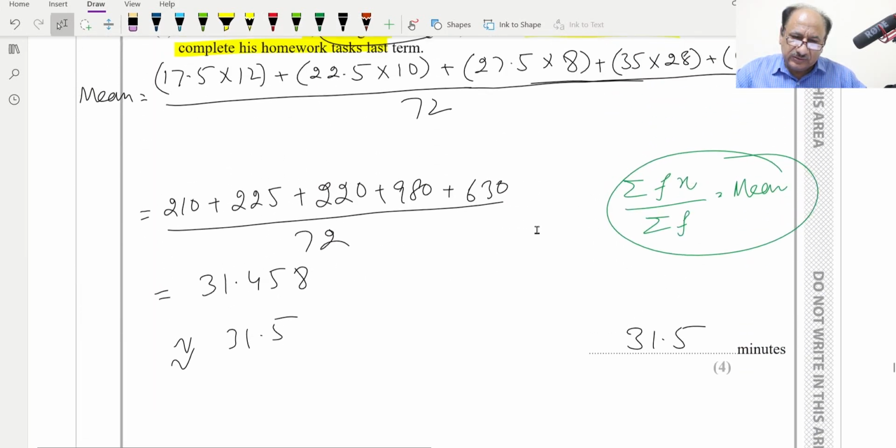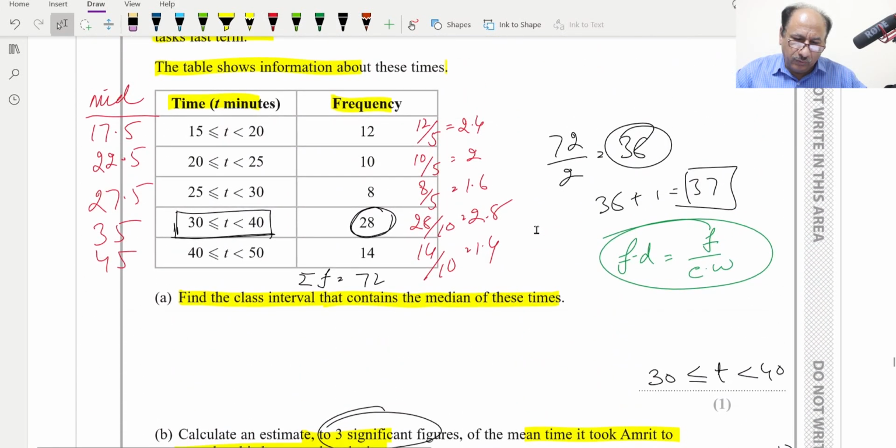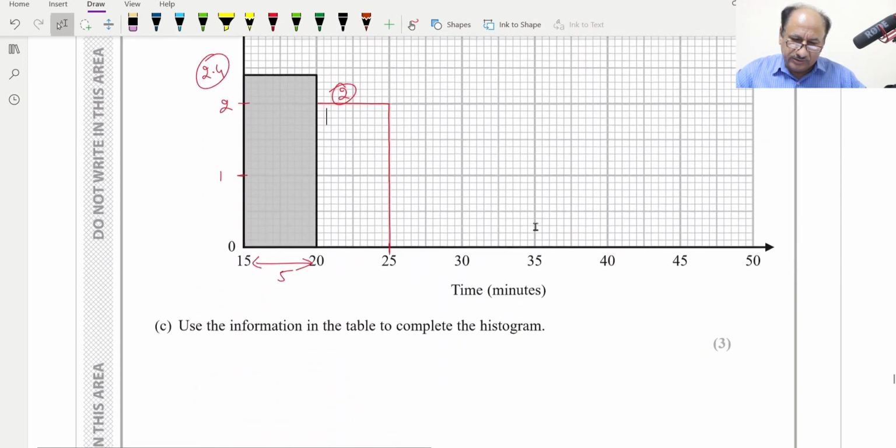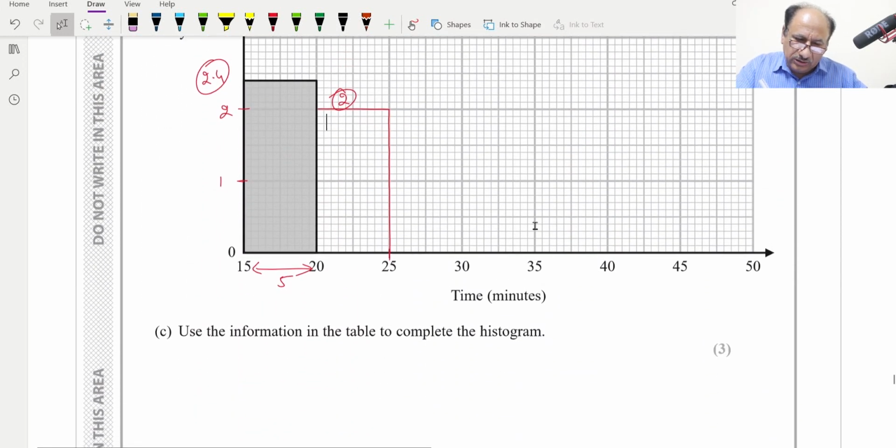The next, third one, is 1.6. 25 to 30 is 1.6. 1.6 will be up to this height, and we can draw this one. So this is 1.6 we have mentioned over here.